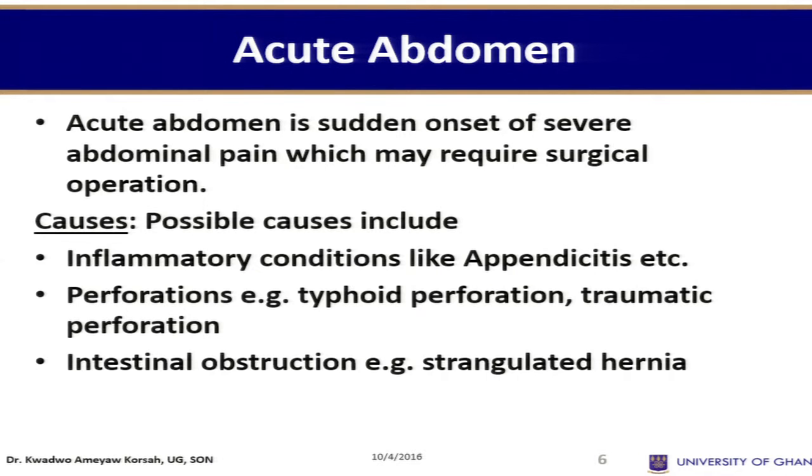Acute abdomen. Acute abdomen is sudden onset of severe abdominal pain, which may require surgical operation, and it can result from any possible organ that is affected in the abdomen.